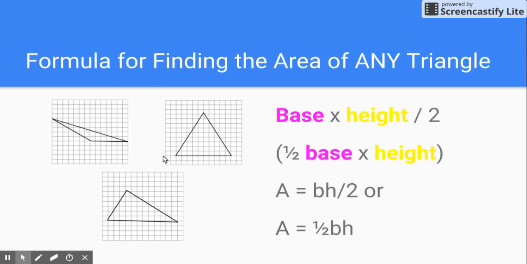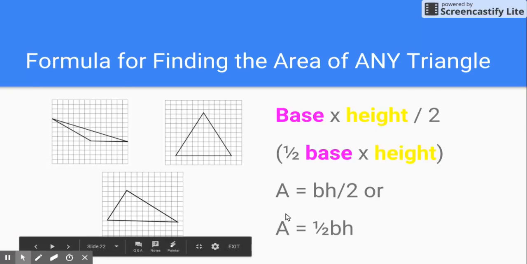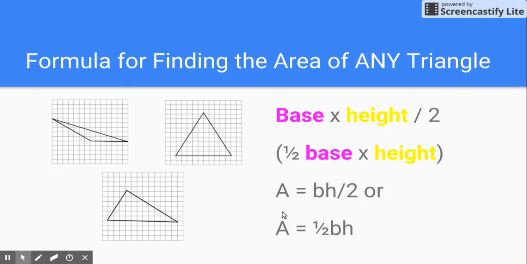So we can create a formula that we can use for any triangle. All we need is the base and the height. I can take the base and the height, multiply them, and divide it by 2. Another way we could reword it is 1/2 times the base times the height. Either one works, because remember, multiplying by half is the same as dividing by 2. So our formulas are going to be A equals BH divided by 2: area equals base times height divided by 2. Or we can say the area is equal to half BH, or 1/2 times the base and the height.